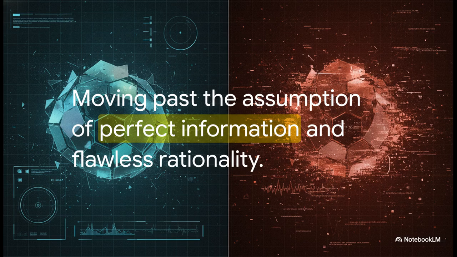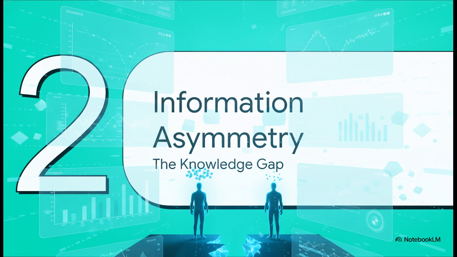Because let's be real, people almost never have all the facts, and honestly, even when we do have the facts, we definitely don't always act rationally. Which brings us to Section 2, the information asymmetry problem. Let's see what happens when one person simply knows way more than another.